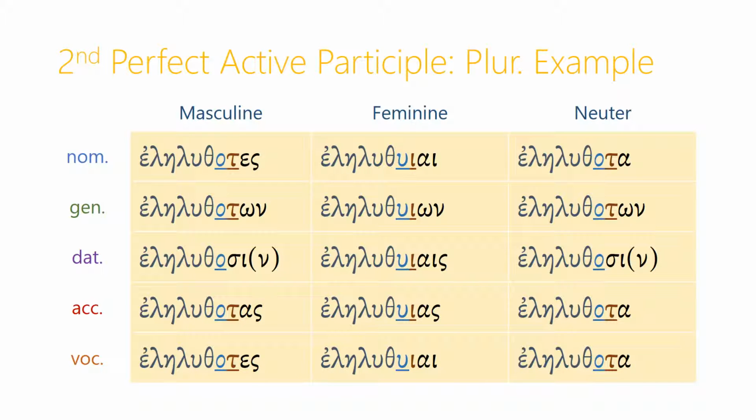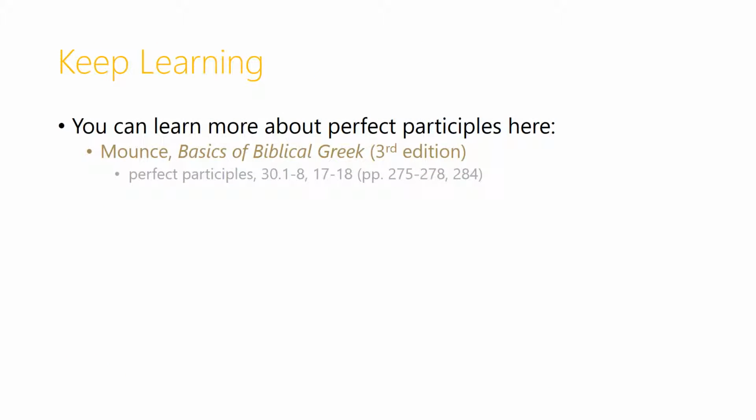Again, with plural forms, all we do is add exactly the same components and endings that we added for the first perfect active, but leave off the kappa tense marker. You can learn more about perfect participles in Greek in Mounce's Basics of Biblical Greek, 3rd edition, and I've given you the section and page numbers there.